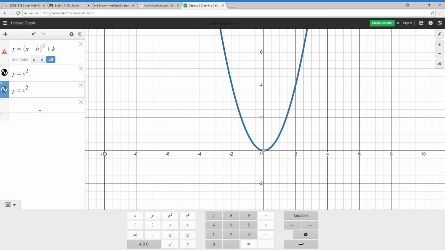I'm actually pretty excited. I found out I can record Desmos like this. I didn't know that till just now, so I'm pretty excited about that.